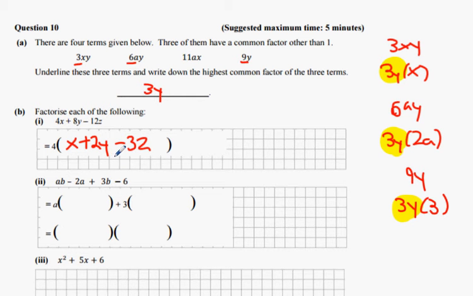Now, the next one. What can we take out of the first 2? A bracket. Yeah, minus 2. The next one after that? 3 bracket b minus 2. And in the brackets down here? A plus 3 and b minus 2. Everybody alright with that?